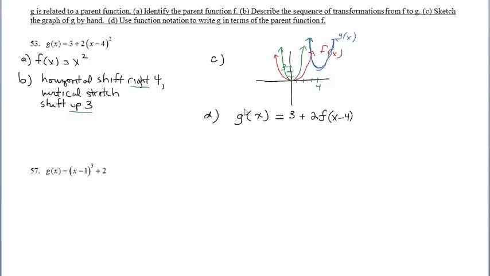So the f really holds the place of the square, the parent function. This probably seems a little bit uncomfortable because it is kind of abstract. Okay, but we just need to do a few examples and you'll be more comfortable with it. So let's look at 57.